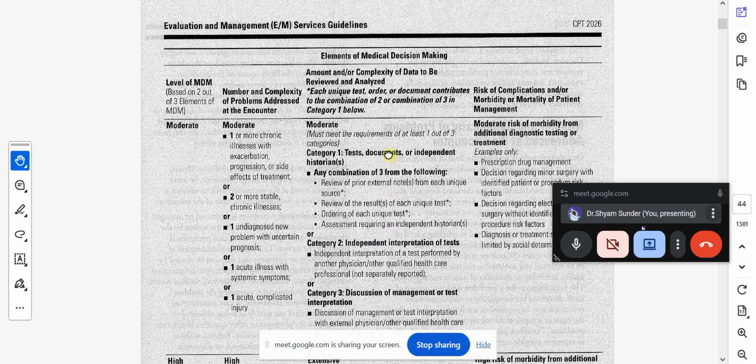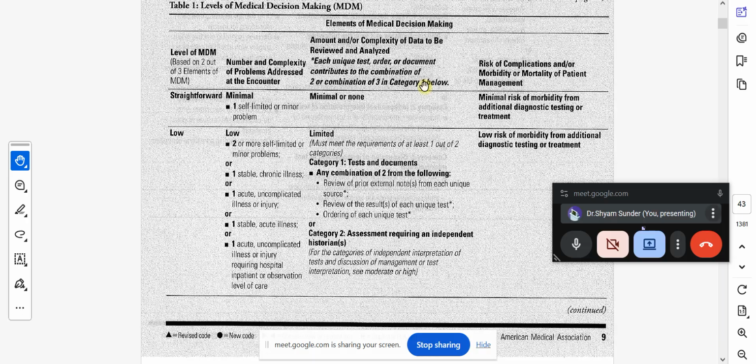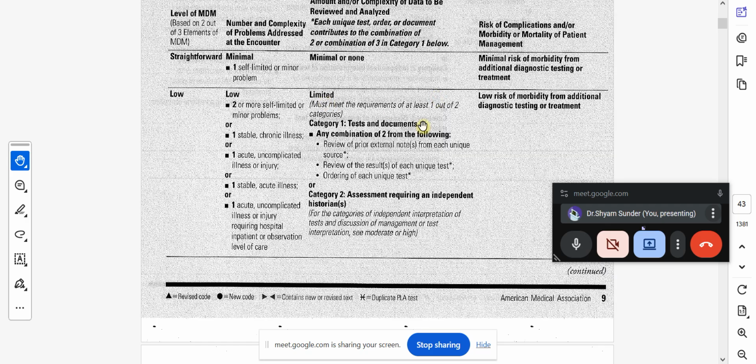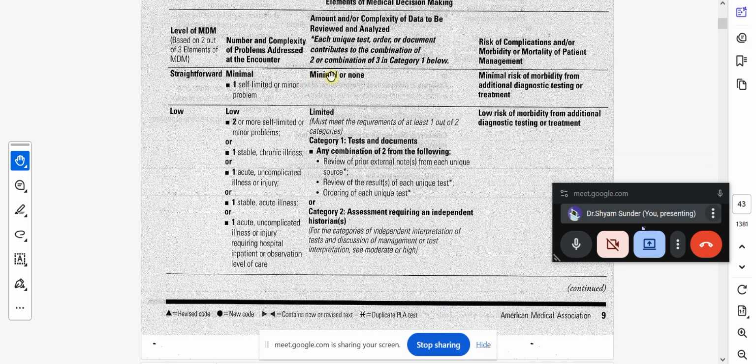So now we have discussed what is straightforward MDM, what is moderate, what is low, what is high, and the corresponding elements, including problem, data, and risk. So it is kind of a checklist. We read the medical record, we understand. Now I'll give you the problem in a particular case. Maybe pharyngitis. We have a patient with pharyngitis.